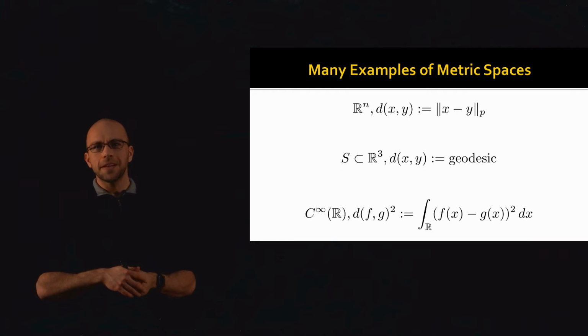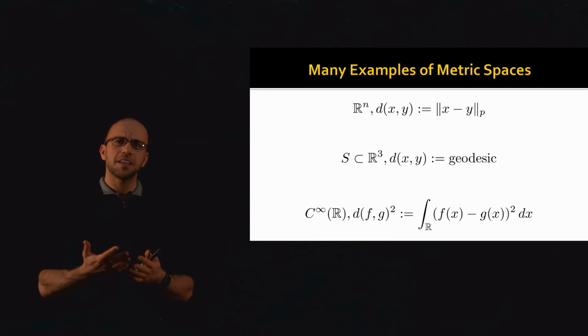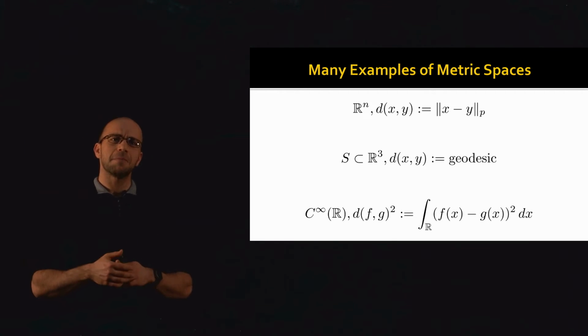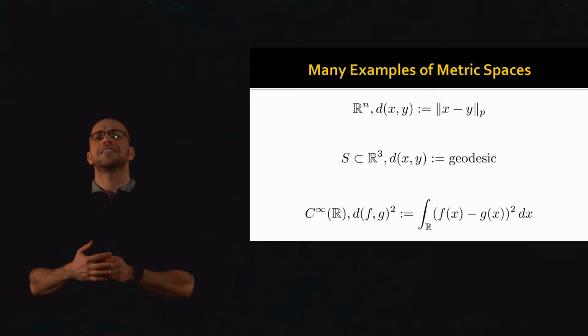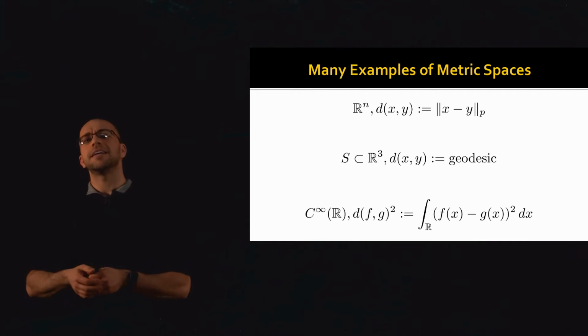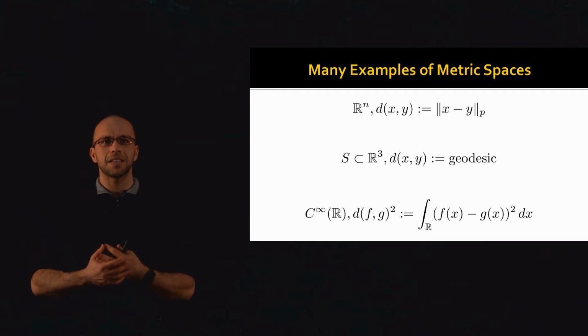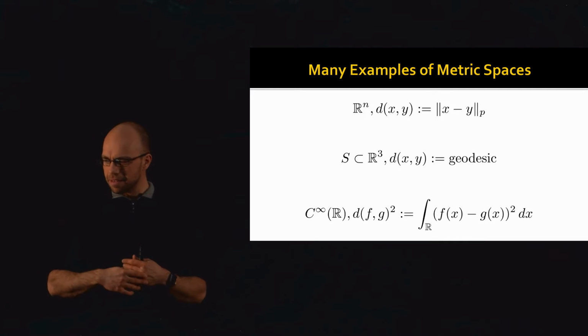Okay, so hopefully I've convinced you guys that this definition that we've introduced of what it means to be a metric space is extremely general. There are so many different examples of objects, all of which can be considered metric spaces.